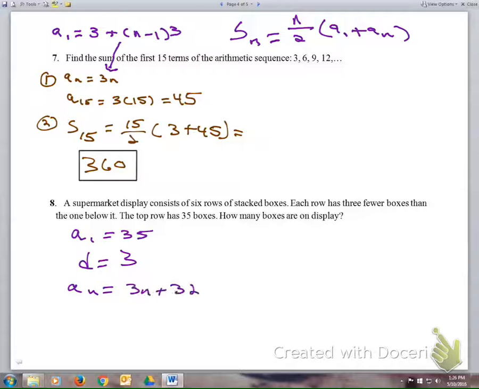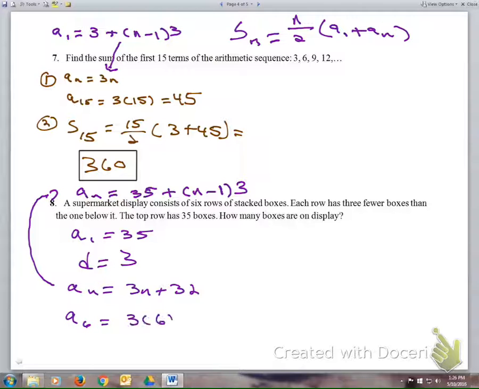And so we know that the nth row has 3n plus 32. Another way to get that would be to use the formula the long way. Up here, how I got that was a sub n equals 35 plus n minus 1 times the difference, which is 3. And then when I distributed that, I wind up getting that. So I did the shortcut when I did the first formula. I said, well, I know it's 3n, and then when I plug in a 1, I get 3. How do I make 3 35? I have to add 32.